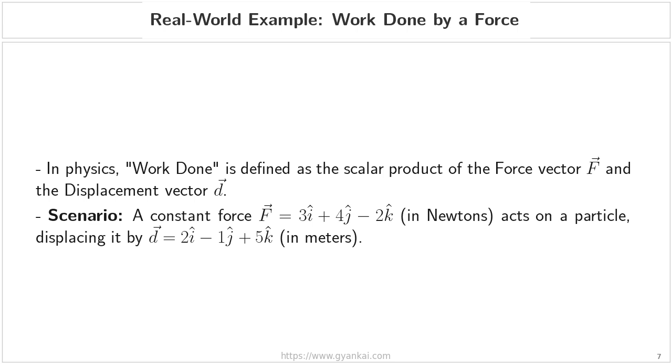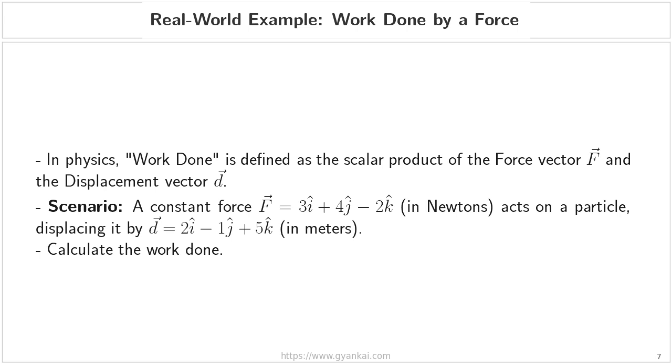Imagine a constant force, vector F, acting on a particle. This force is given in component form as 3i plus 4j minus 2k, measured in newtons. At the same time, this force causes the particle to undergo a displacement, represented by vector D, which is 2i minus 1j plus 5k, measured in meters. Our task now is to use the multiplication and summation steps we just learned to calculate the total work done during this displacement. Let's move to the next slide to walk through the solution step by step.